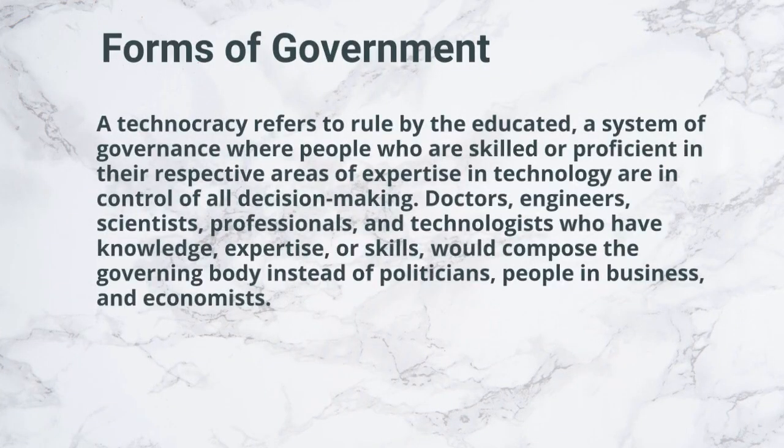A technocracy refers to rule by the educated, a system of governance where people who are skilled or proficient in their respective areas of expertise and technology are in control of all decision-making. Doctors, engineers, scientists, professionals, and technologists who have the knowledge, expertise, or skills would compose the governing body instead of politicians, people in business, and economists.